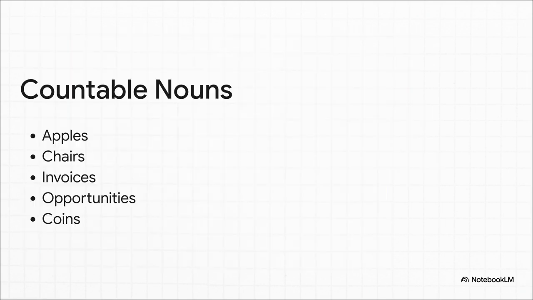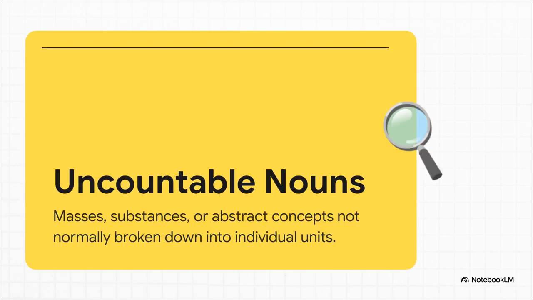Simple, right? So yeah, this covers concrete things like apples and chairs, but it also works for more abstract ideas like opportunities or invoices. Here's a little trick for you. If you can put a number in front of it and add an S to make it plural, it's almost certainly countable. And then on the flip side, we have uncountable nouns.